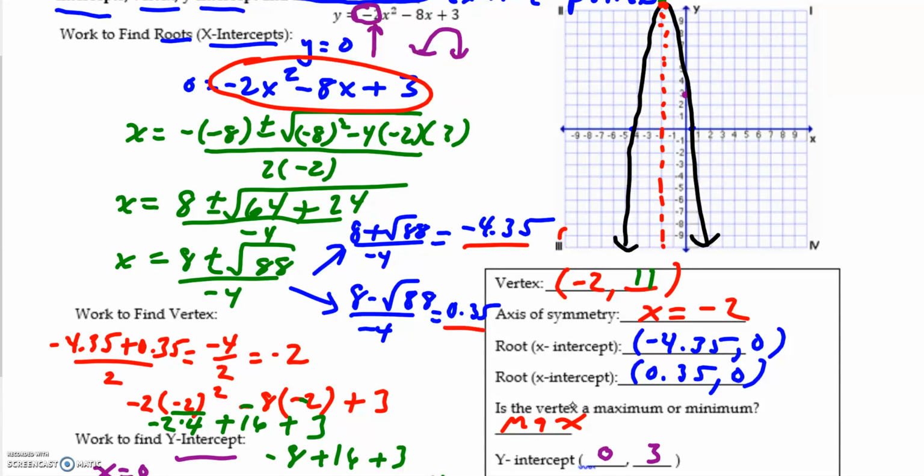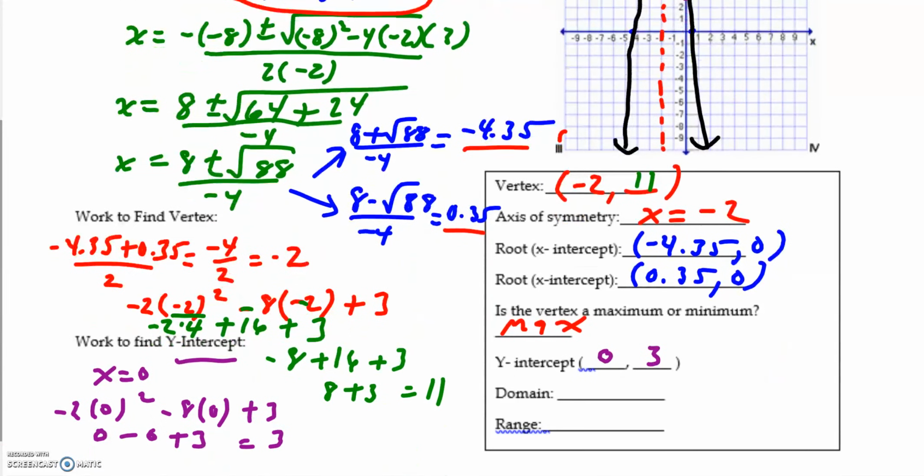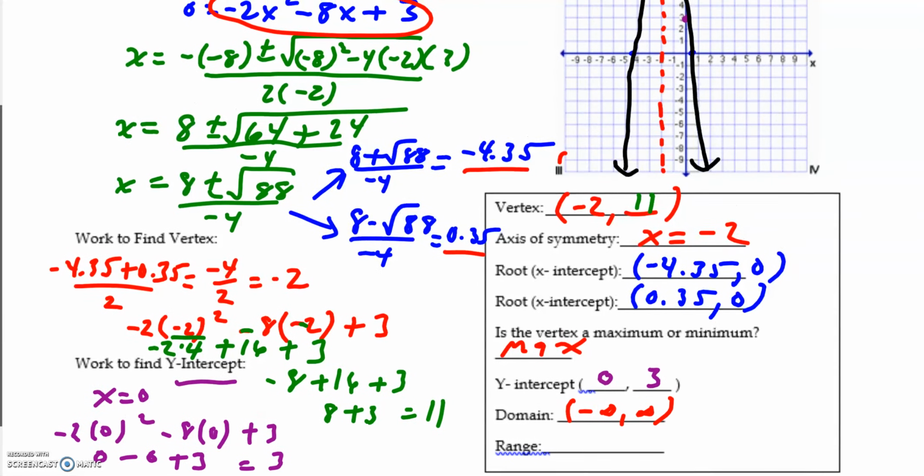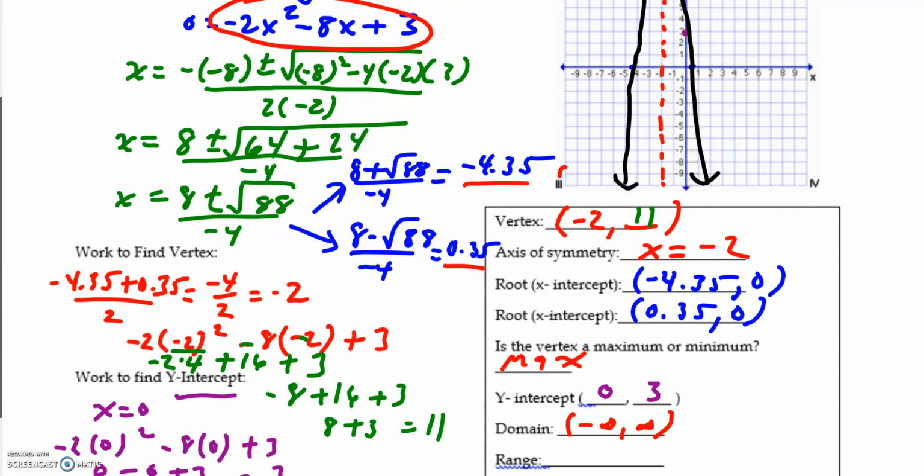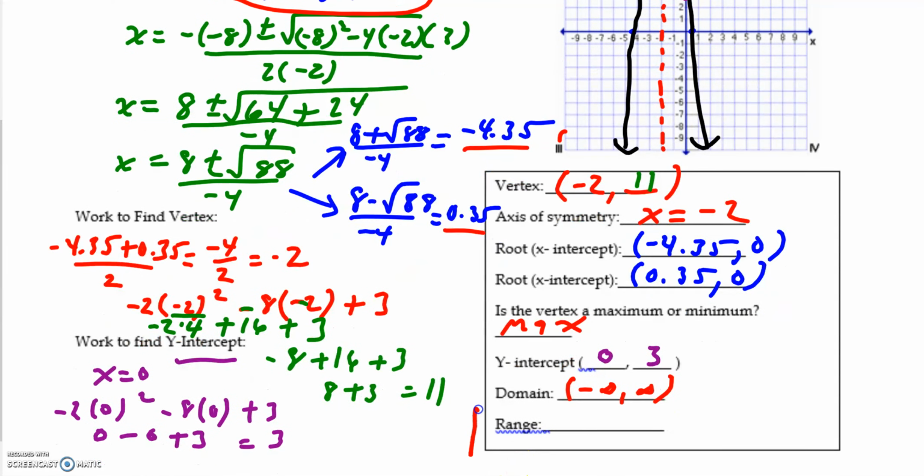The next two things are the domain and range. The domain, you're covering everything to the left and everything to the right. So your domain would be -infinity to +infinity for a parabola. My range, however, is a bit unusual. The range is from the bottom to the top.